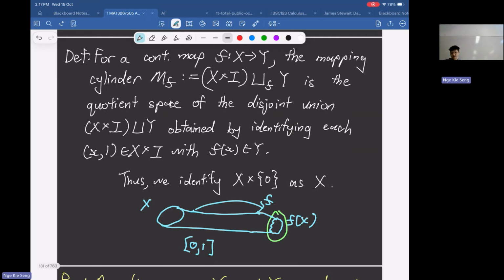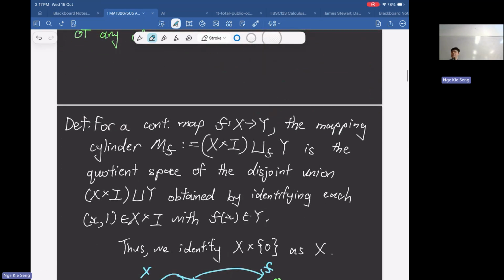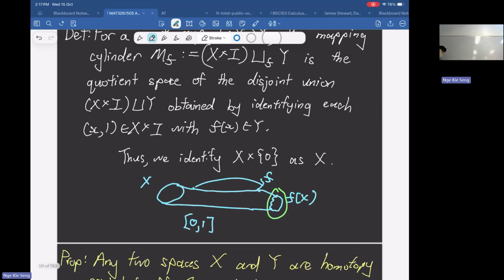Y actually. You can go to fx and then go to y. Fx also can, y also can. Actually, the proof passes through these three spaces.